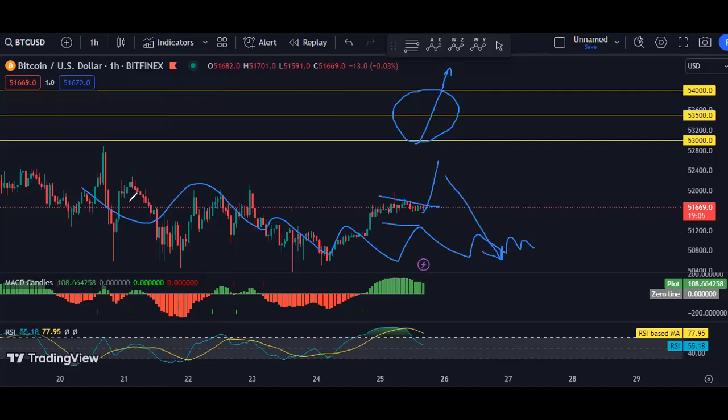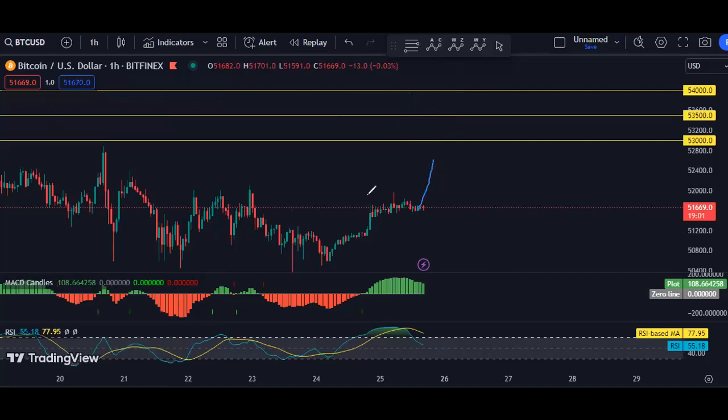Whoever wants to look for buy from here, as long as we get into profit, we should know how to manage it, at least move our stop loss to break even. Because if there is a breakout of 53, then it's good, we keep the trade. If not, at least we are safe.